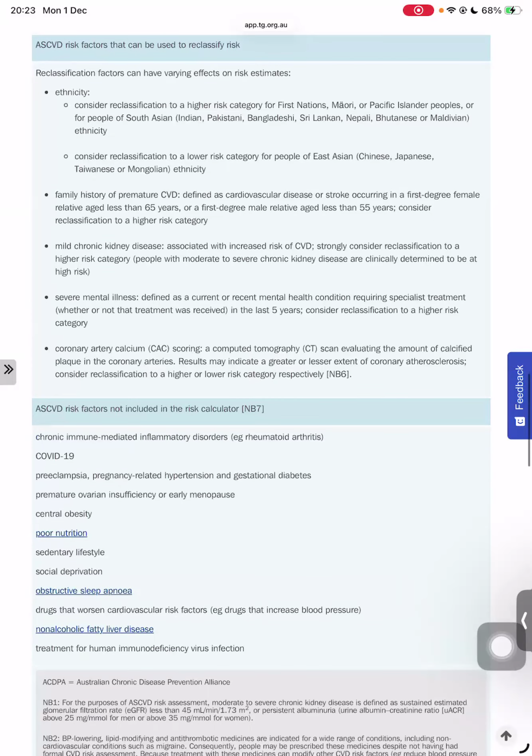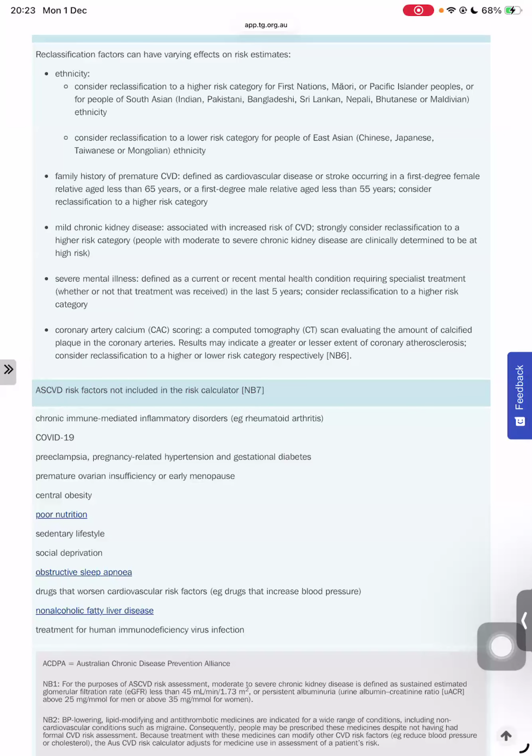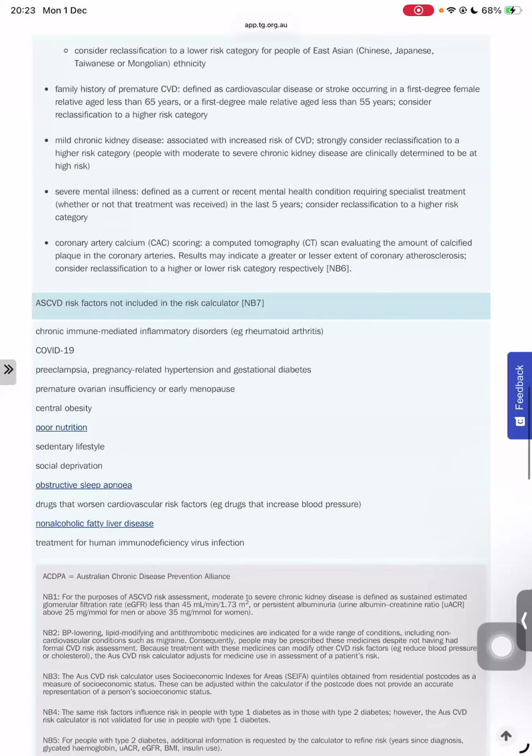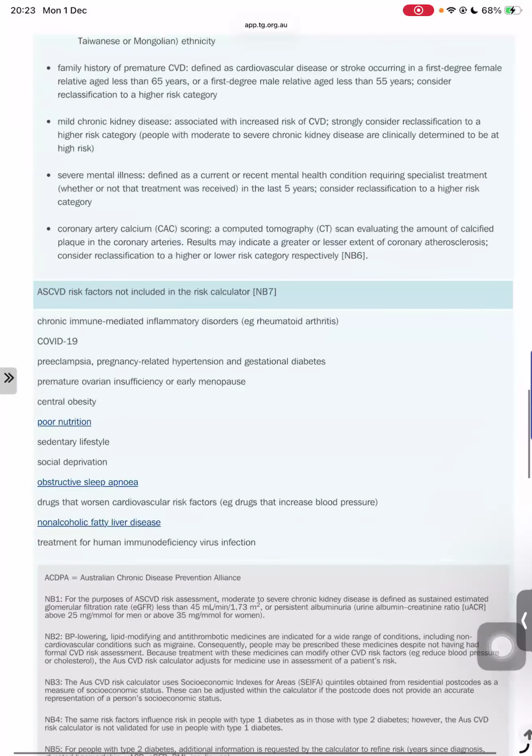Then family history of premature cardiovascular disease, mild chronic disease, severe mental illness, and coronary artery calcium scoring. I will explain this calcium scoring part in the e-medicine question, and then you will get a proper idea. For now, I will just read this. I know this is kind of weird.